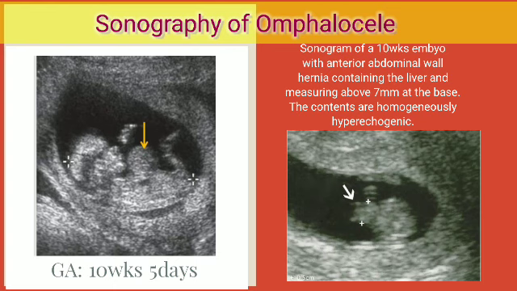So do we need to wait till after 12 weeks gestation before we can confirm this diagnosis? The answer is no. Normal physiological herniation does not contain the liver, and it does not measure above 7 mm. But this very one seen at 10 weeks, 5 days contains the liver and measures above 7 mm. So this is omphalocele at 10 weeks, 5 days, and does not need to wait till after 12 weeks for confirmation.